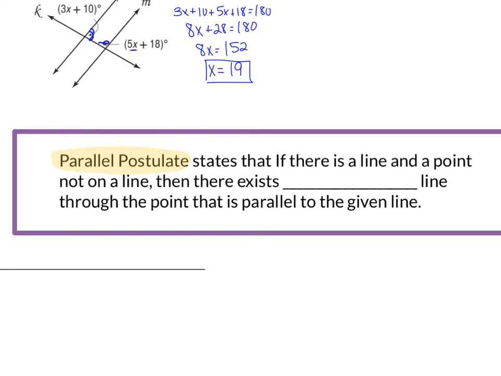The parallel postulate states if there is a line and a point not on the line. Geometry, good thing is you can draw it out. We have a line and a point not on the line. Then there exists how many lines through the point that is parallel? With it being parallel, remember it has to be the exact same slope. So there is exactly one. For it to be true by the parallel postulate, you can only have one line going through a point that's not on another line.